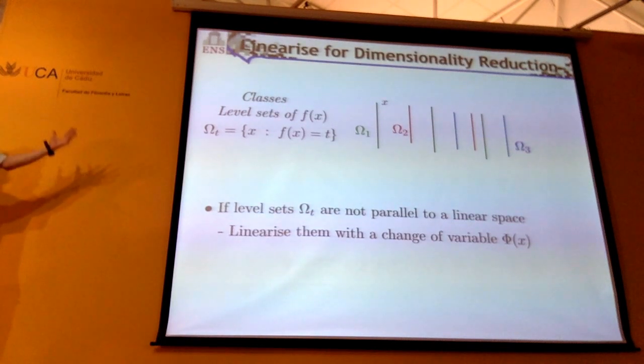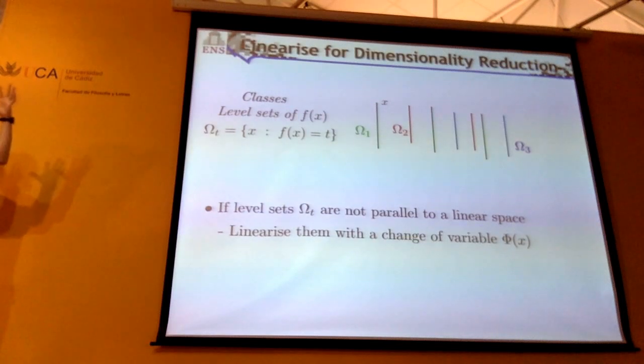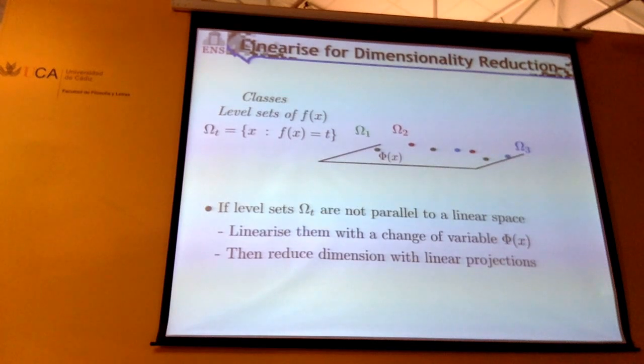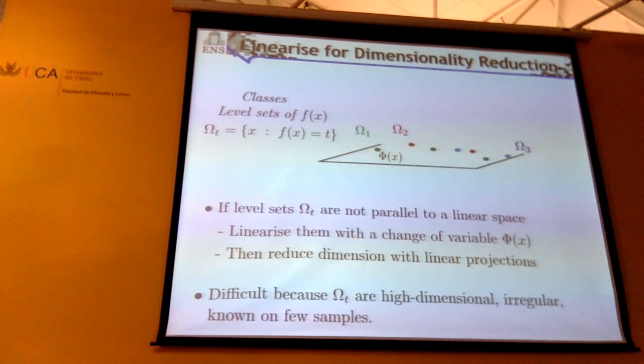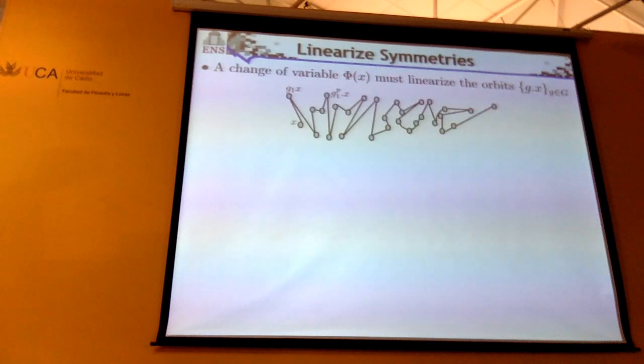So initially the space is too big, all points are completely far away one from the other. If you reduce the volume of the space, you can arrive at a relatively dense sampling. To reduce the volume of the space, you essentially need to do some form of dimensionality reduction. Now, if you linearize the level sets, if you project, then you can reduce the dimensionality of the space, but the main difficulty is to linearize first these level sets. Difficult because these level sets are very irregular.